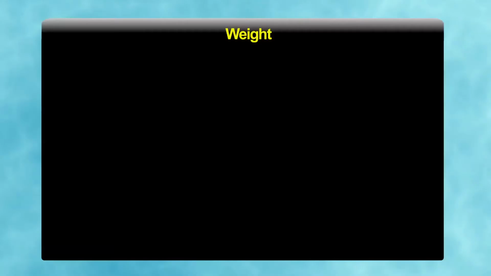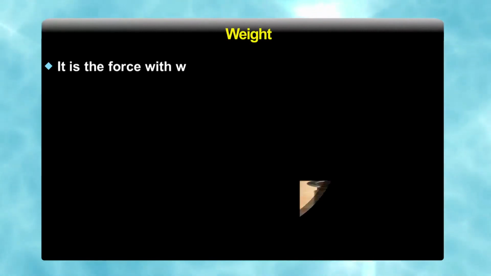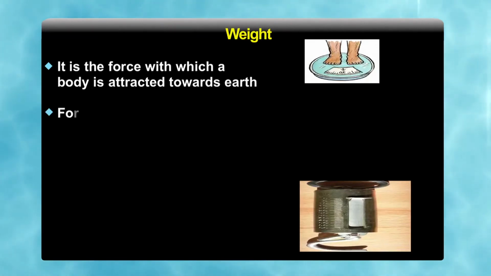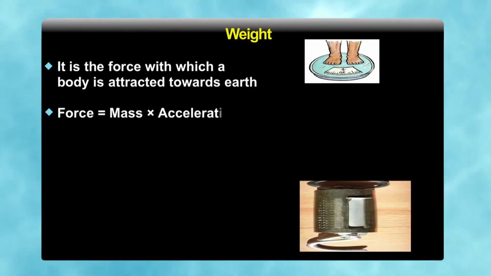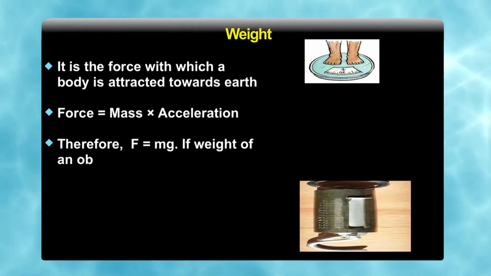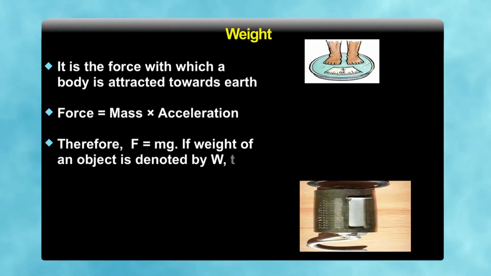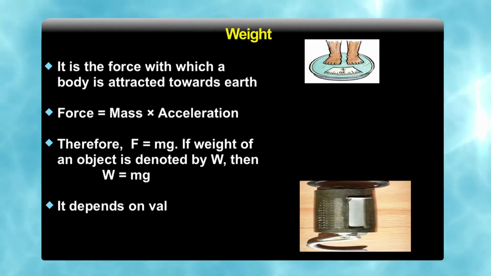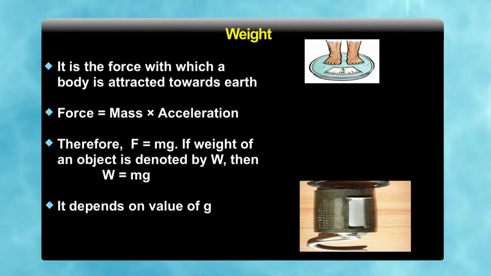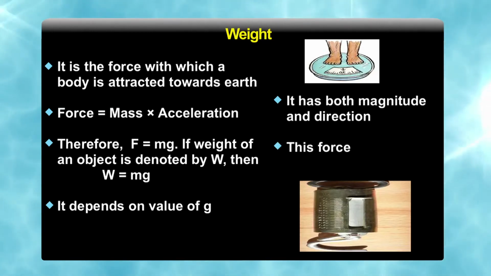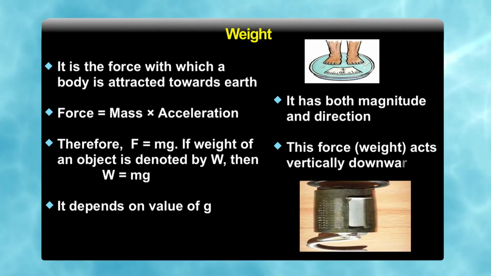Now, let us talk about weight. It is the force with which a body is attracted towards earth. That is, force is equal to mass into acceleration, and F is equal to mg. If the weight of an object is denoted by W, then W is equal to mg. Weight depends on the value of g. It has both magnitude and direction. The force always acts downward.